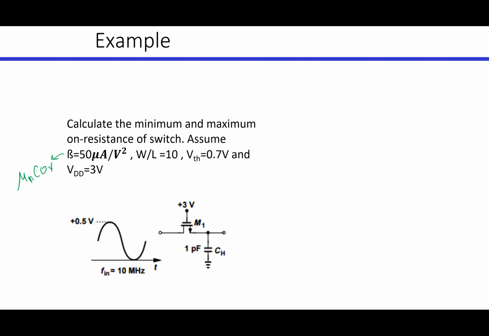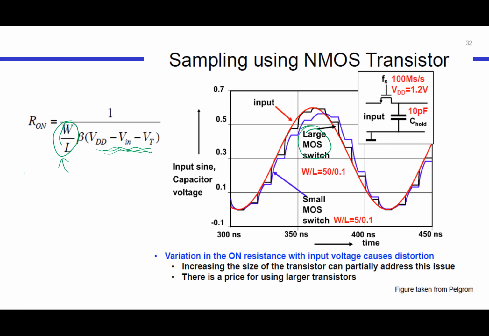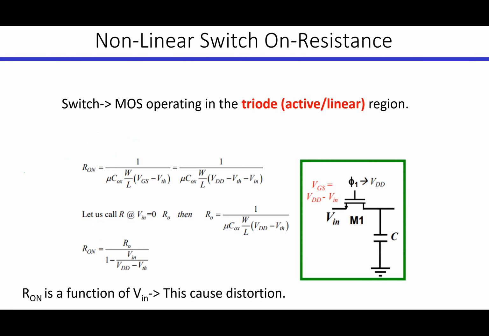Ma'am, what does this beta represent in this formula? Mu and COX. No, ma'am, what is beta in this formula? I'm telling you, it is the product of mu and COX. Which is in the equation. Okay, okay.